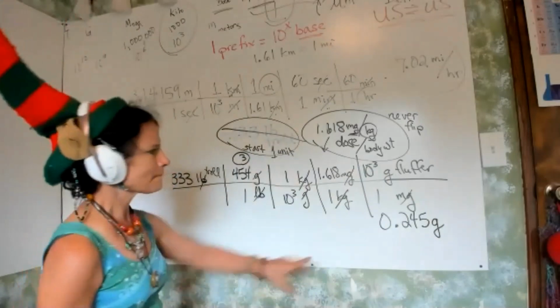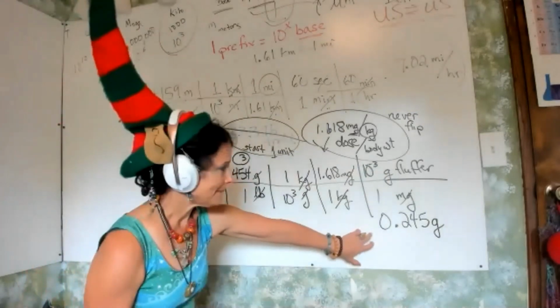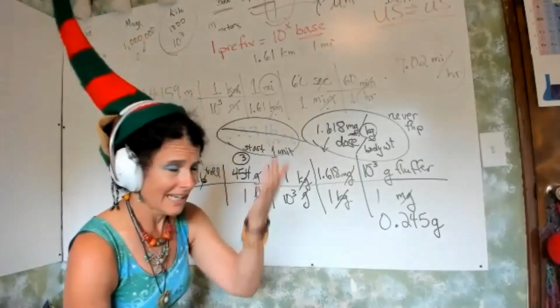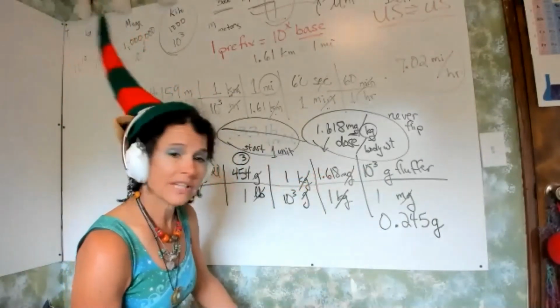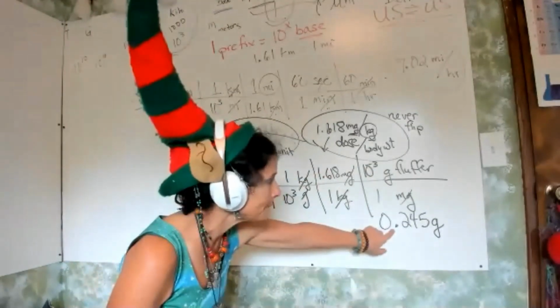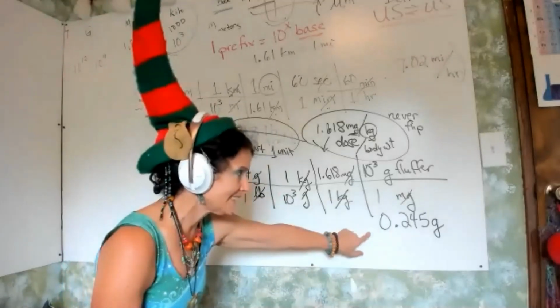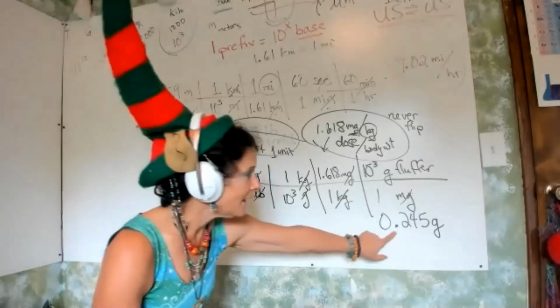3 sig figs. A reminder, Tinkerbell talks about this. I often leave the 0 off. It's just a habit. You have to show the decimal. If you're going into pharmacy or nursing, always show the 0 because they will mark you wrong.